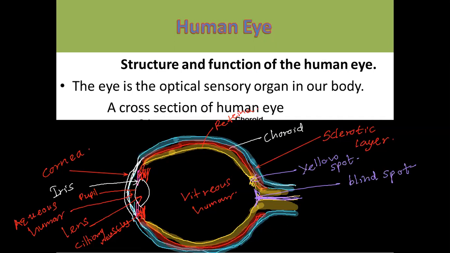And eye muscles, the eye connected to the eye socket. These places are called the eye muscles. Like that, you can draw a human eye and label the parts. Right? These are the main parts of a human eye.